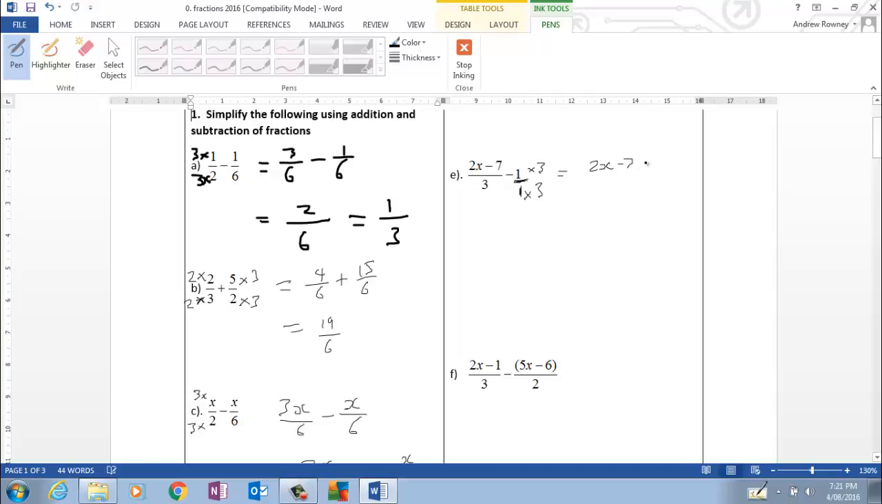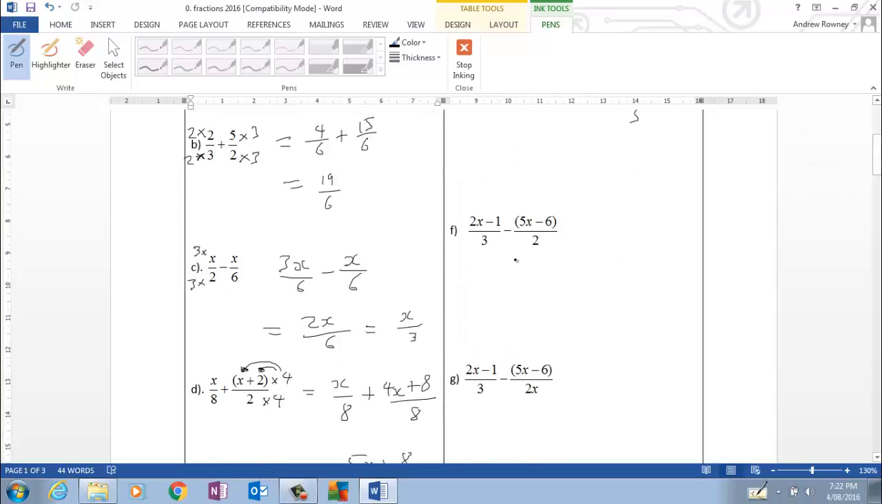Actually, I'll do that another way. So we'll have 2x take 7 over 3 minus 3 over 3, and so we have the common denominator is 3, and on the top we've got 2x minus 7 minus 3 is minus 10.